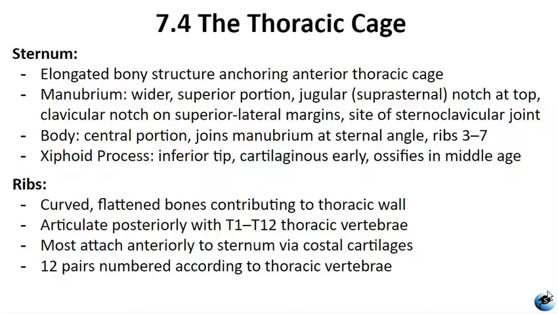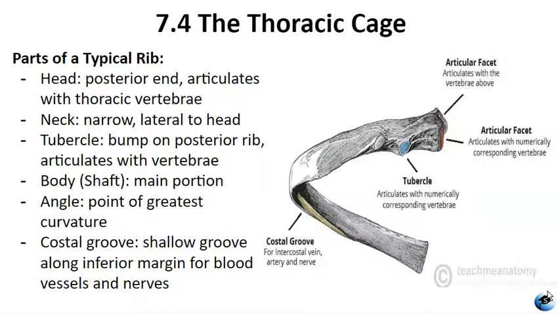Ribs are curved and flat bones that help form your chest wall. They connect to the thoracic vertebrae in your back, and most of them attach to the sternum in the front through cartilage. Each rib has different parts, including the head, neck, tubercle, body, angle, and a groove along the bottom for blood vessels and nerves. This figure helps to illustrate the parts of the ribs.